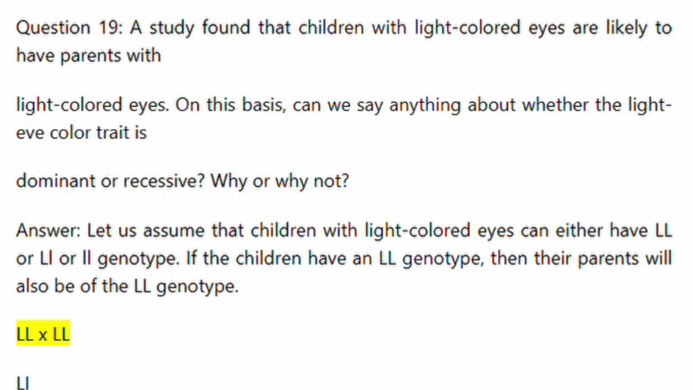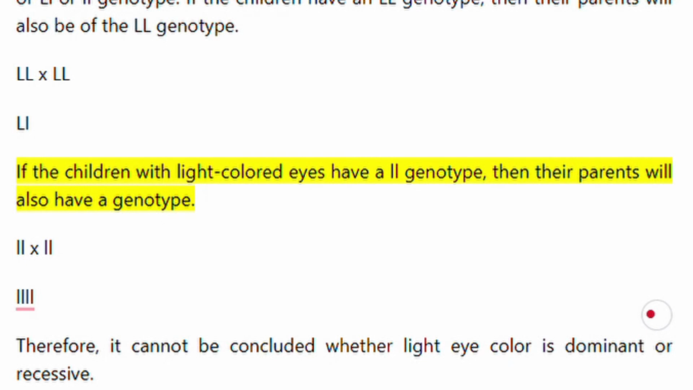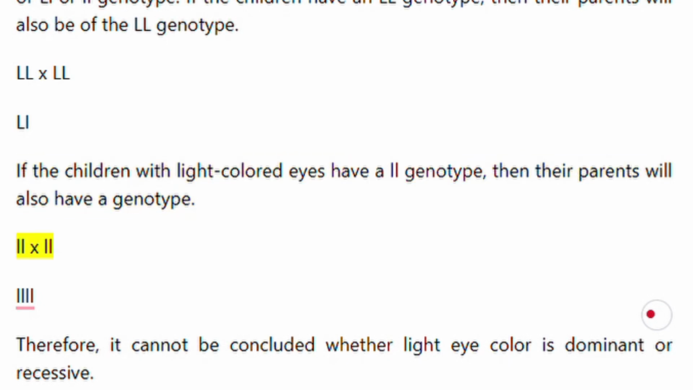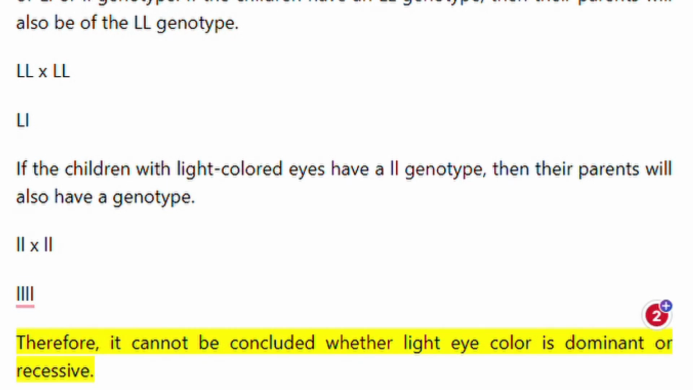Ll x Ll. If the children with light-colored eyes have an ll genotype, then their parents will also have that genotype. ll x ll. Therefore, it cannot be concluded whether light eye color is dominant or recessive.